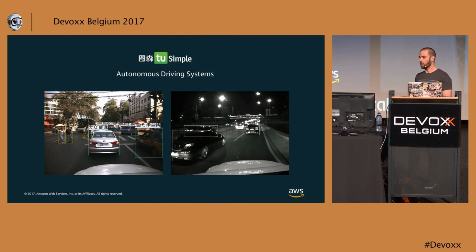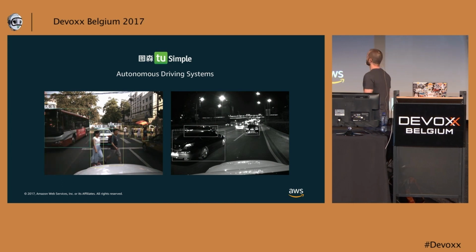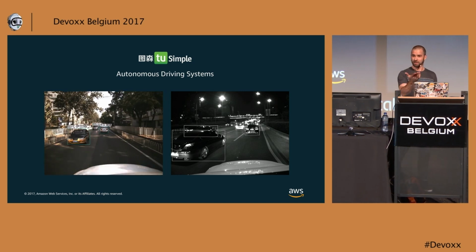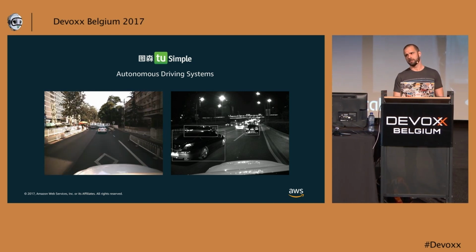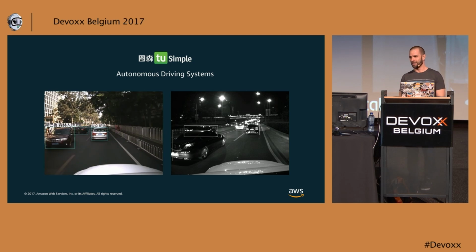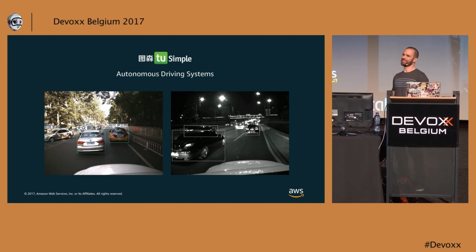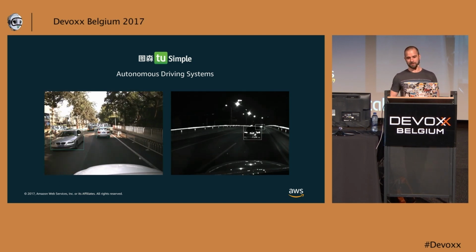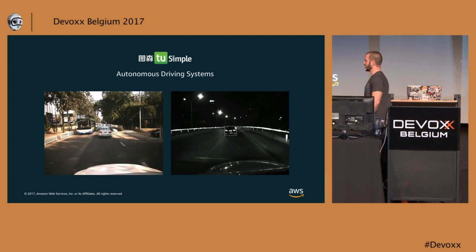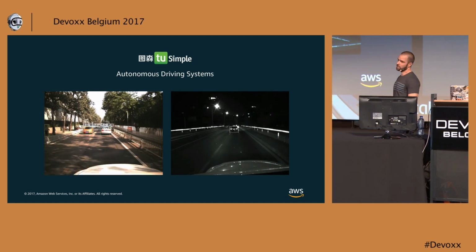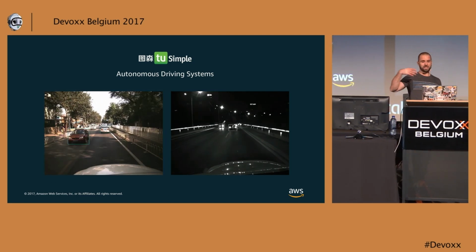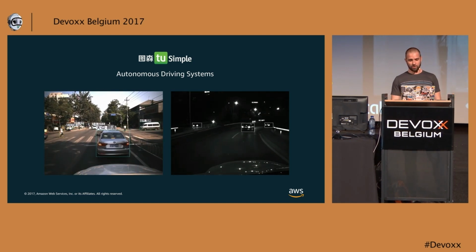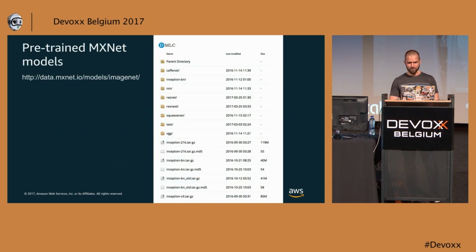Another thing is autonomous driving systems. So this is a company called TuSimple. And what they do, they use MXNet, a similar algorithm that you have access to in the deep learning AMI. Of course, they've tweaked it for themselves, but you can get started and try to understand. And what they do is real-time tracking of cars, especially real-time segmentation of environments, so that an autonomous driving system can work.